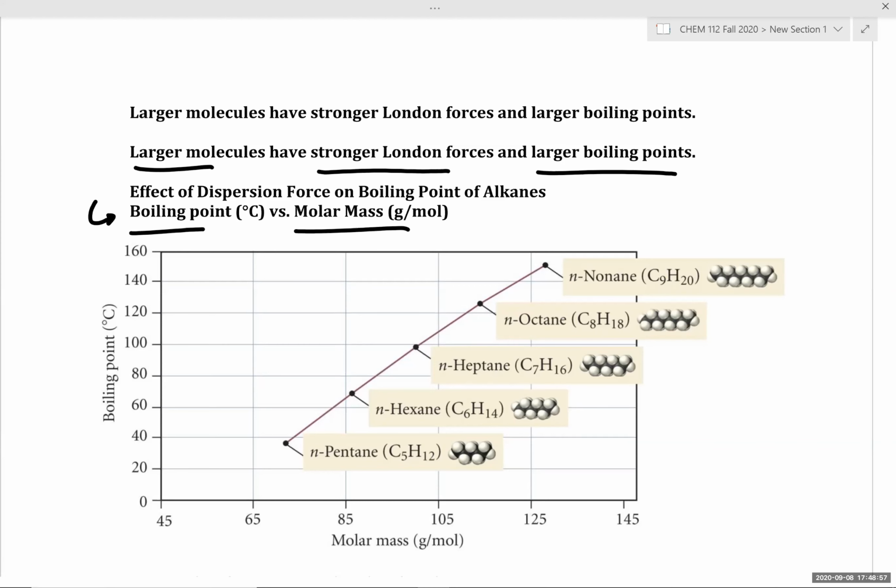And as we look at this graph of molar mass versus boiling point, what do we see? As our molar mass increases, as we have a larger molecule with more atoms, what happens to our boiling point? Does our boiling point increase or decrease? Increases. It increases. Exactly right. So we see a clear relationship between boiling point and the strength of intermolecular forces and molar mass.